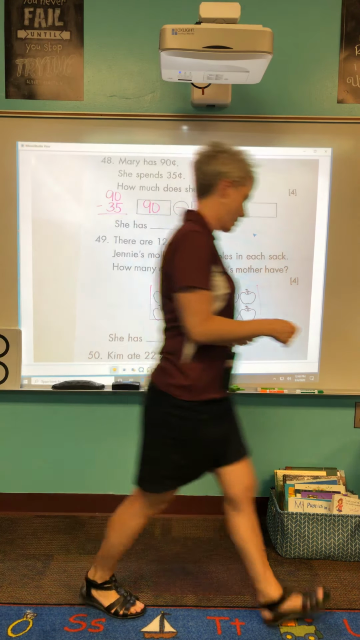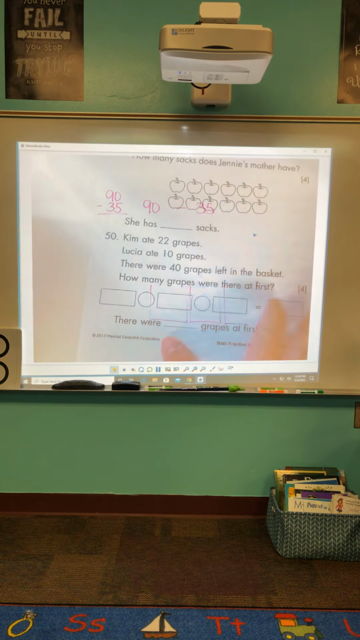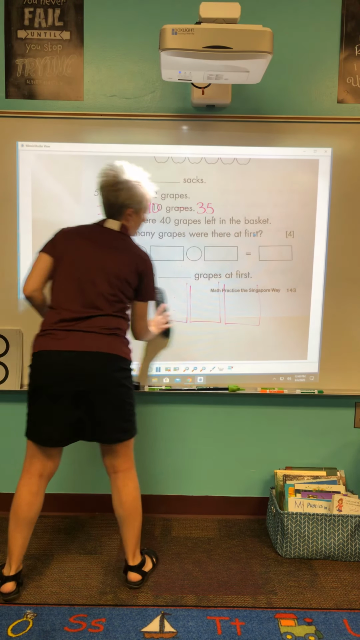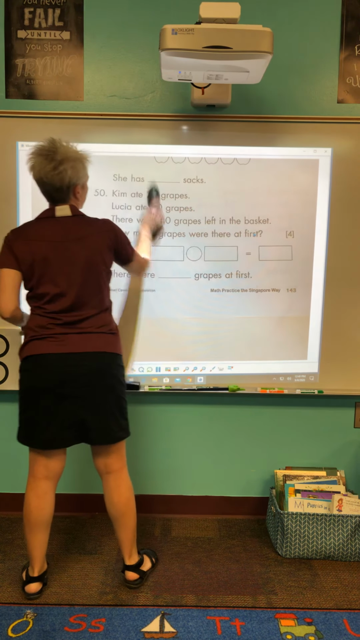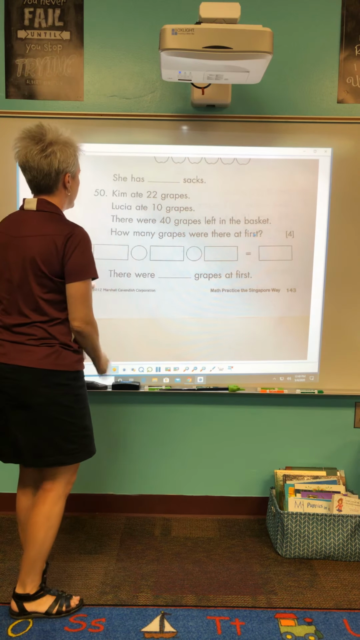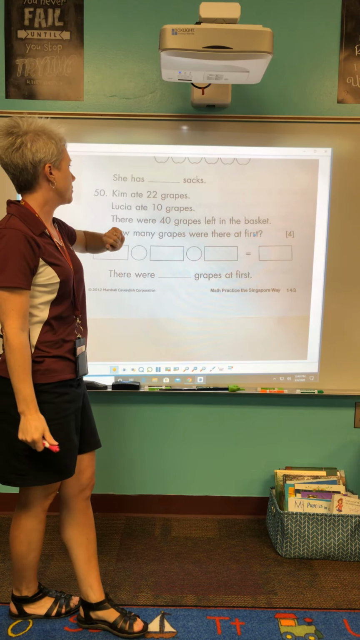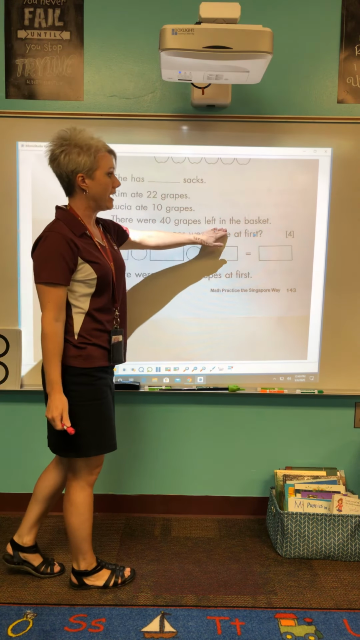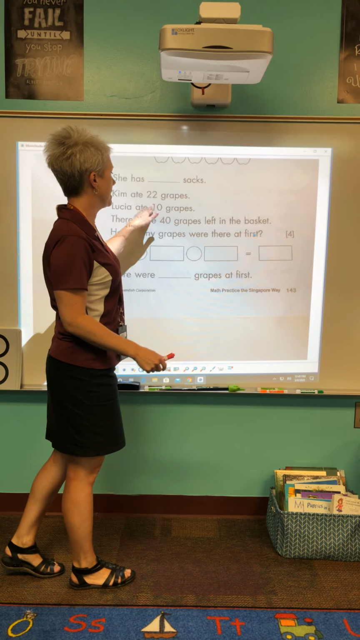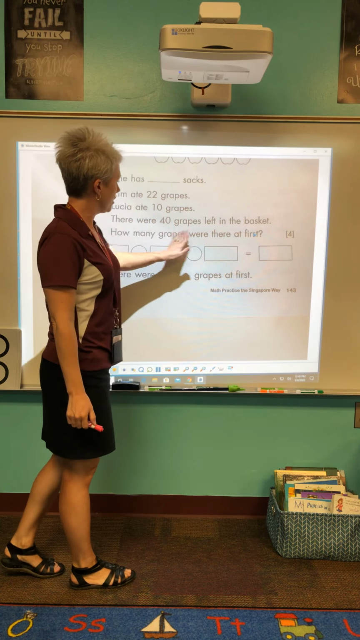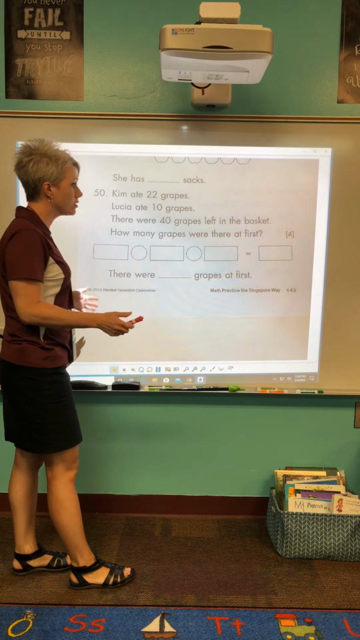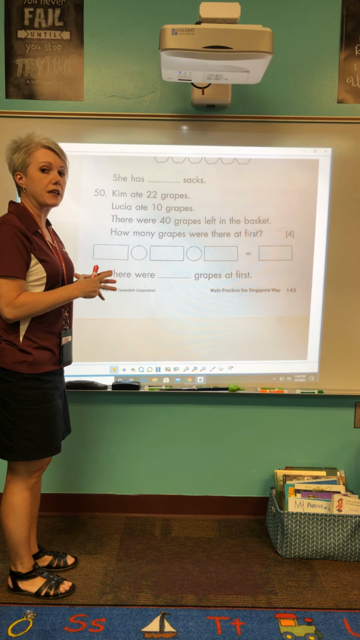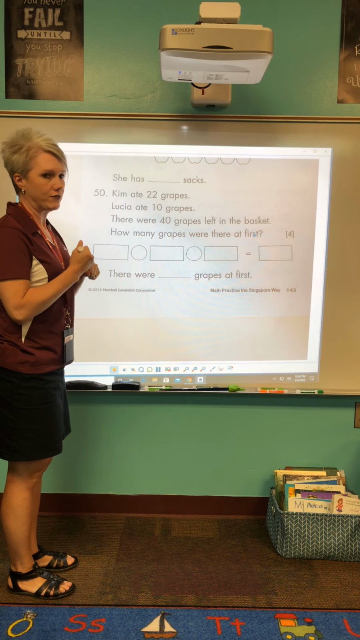While you guys do that, I'm going to slide my paper up to number 50. This will be our last problem for today. Alright, number 50. Kim ate 22 grapes. Lucia ate 10 grapes. There were 40 grapes left in the basket. That's after they ate that many, there were 40 left. How many grapes were there at first? So we want to know how many there were all together. Okay? And when we need to know how many there are all together, we have to add.